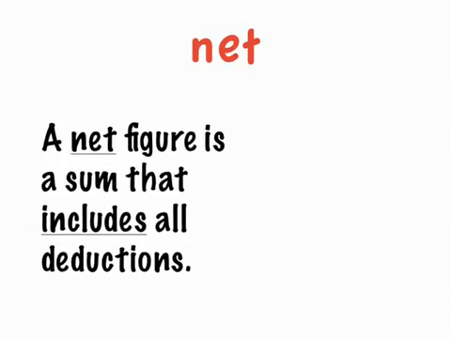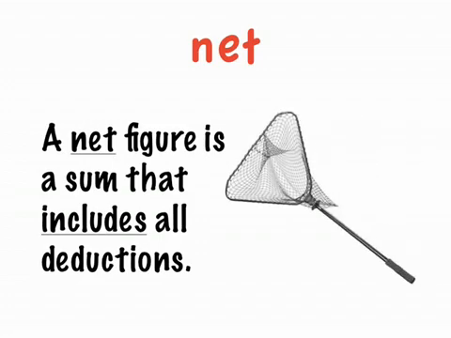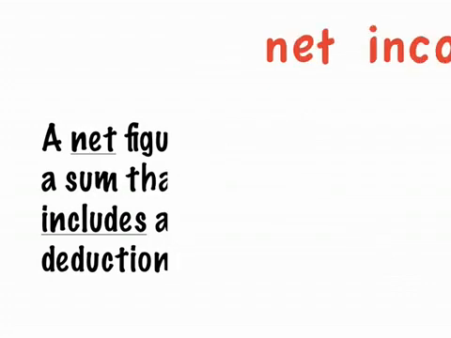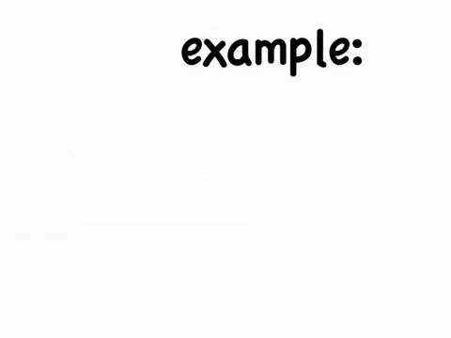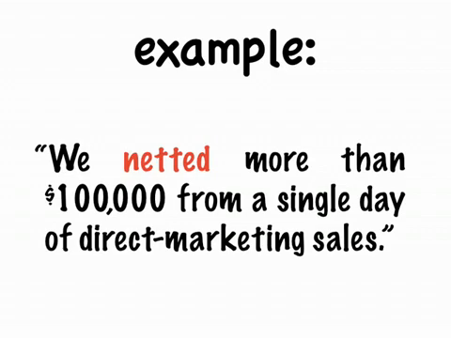Net. A net figure is a sum that includes all deductions. The amount of money earned through a company's sales after subtracting all costs associated with the sales can be described as net income. Another term for net income is profit. We netted more than $100,000 from a single day of direct marketing sales.